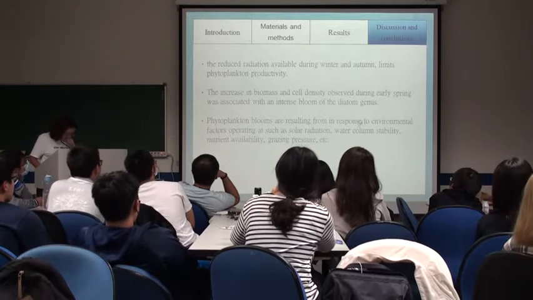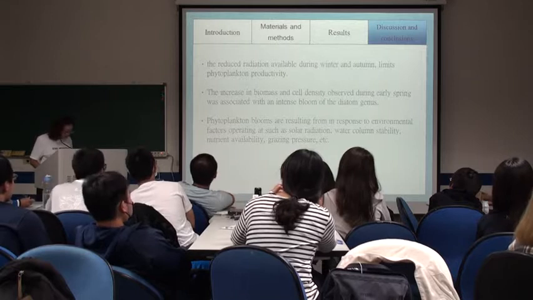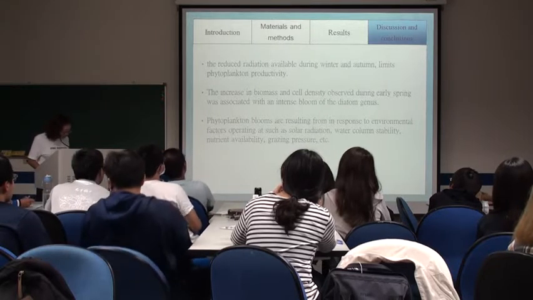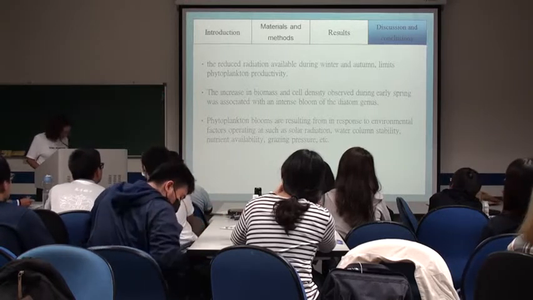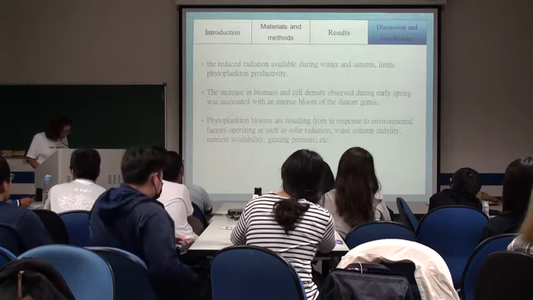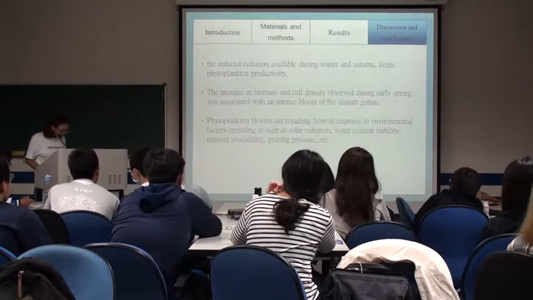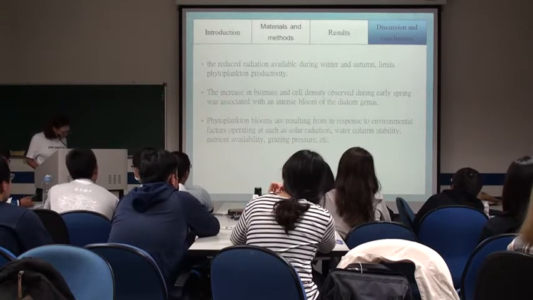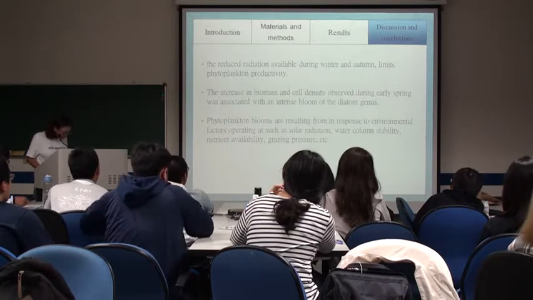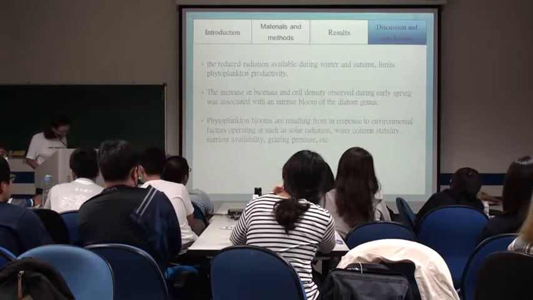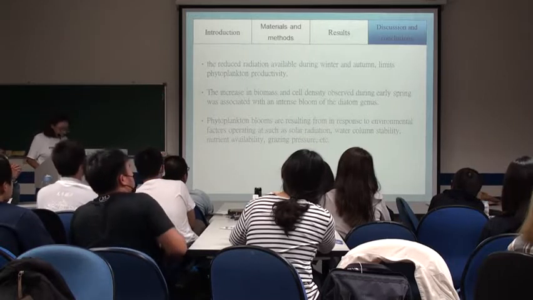The reduced radiation available during winter and autumn limits phytoplankton productivity. The increase in biomass and cell division observed during early spring was associated with an intense bloom of the dominant group, the diatom group.